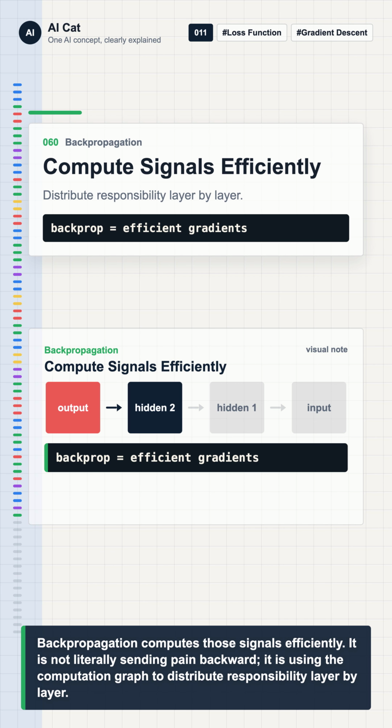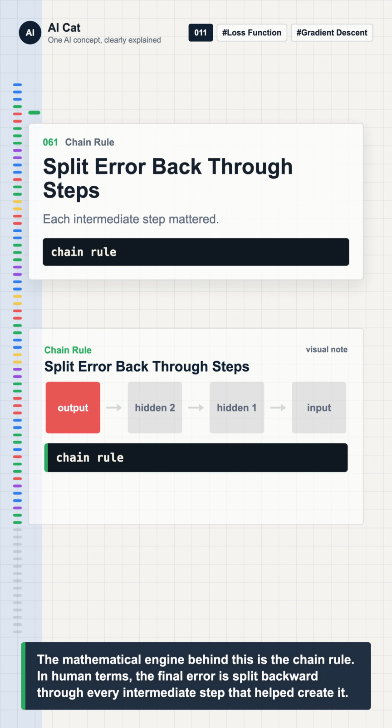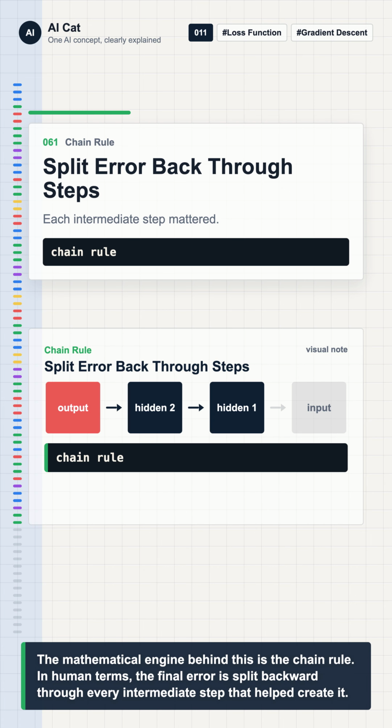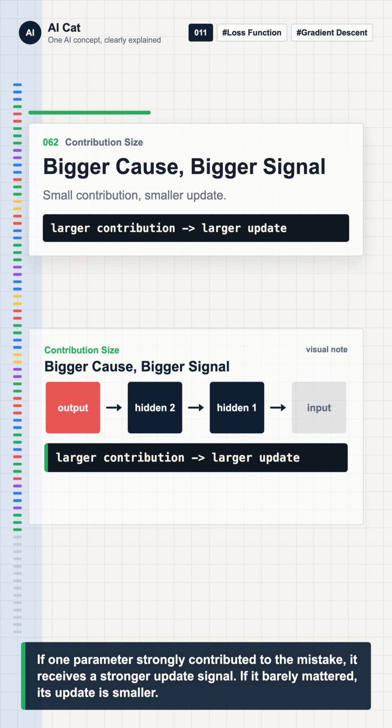Backpropagation computes those signals efficiently. It is not literally sending pain backward. It is using the computation graph to distribute responsibility layer by layer. The mathematical engine behind this is the chain rule. In human terms, the final error is split backward through every intermediate step that helped create it. If one parameter strongly contributed to the mistake, it receives a stronger update signal. If it barely mattered, its update is smaller.